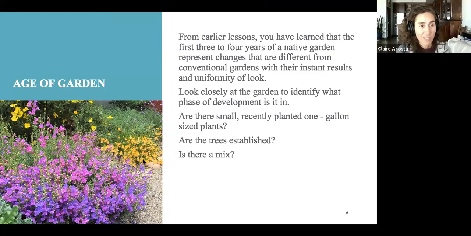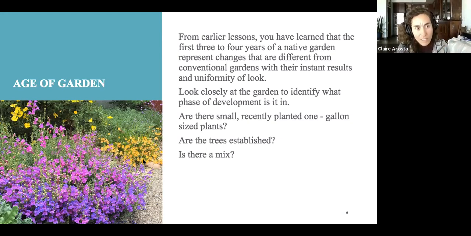Maybe you didn't install it, so figuring out and knowing how old it is is important, because we said the first couple of three to four years are the establishing period for it. You might have a different watering regime. You might have different pruning and maintenance activities that you're going to be doing in a younger garden versus an older garden. So knowing its age is important, and there is a little option there. Is it an established garden, is it a young garden, is it a mix of things?